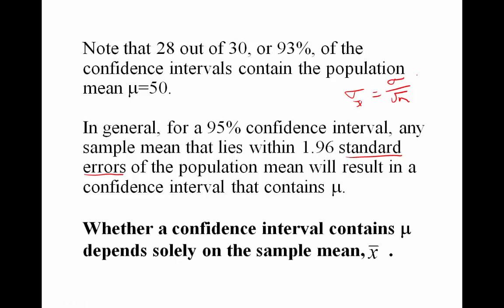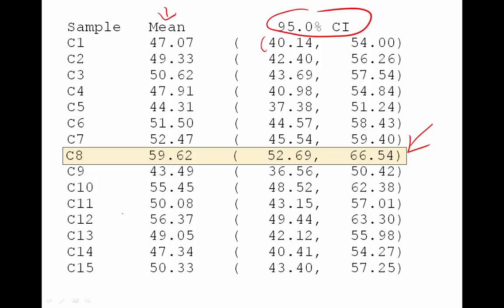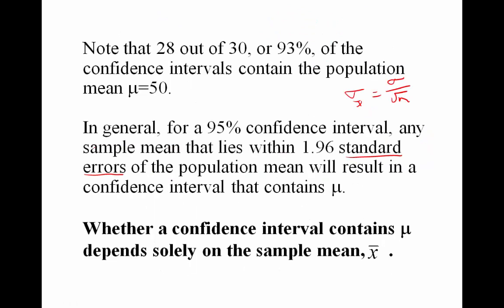Whether a confidence interval contains the actual population mean depends solely on the sample mean x bar. And if you go back and look at those samples, you'll see the two that did not contain it were the two that had the largest mean. The two random samples that had the largest mean gave us confidence intervals that did not contain the true population mean. So whether a confidence interval contains the true population mean depends solely on the sample mean x bar.